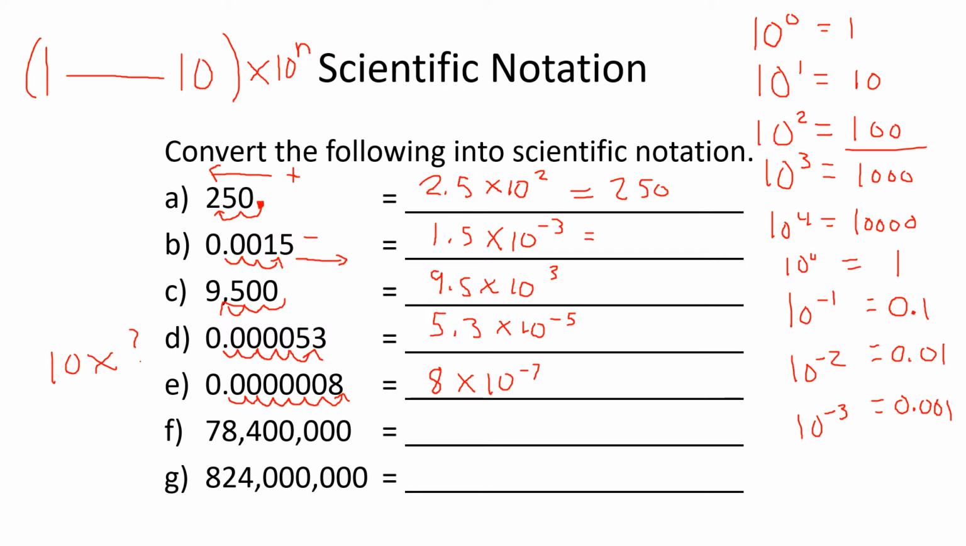All right. F. 7.84 times 10 to the 1, 2, 3, 4, 5, 6. No, that's not between 1 and 10. All right, you need a number between 1 and 10. So it's 1, 2, 3, 4, 5, 6, 7. And lastly, G, 8.24 times 10 to the 1, 2, 3, 4, 5, 6, 7, 8.